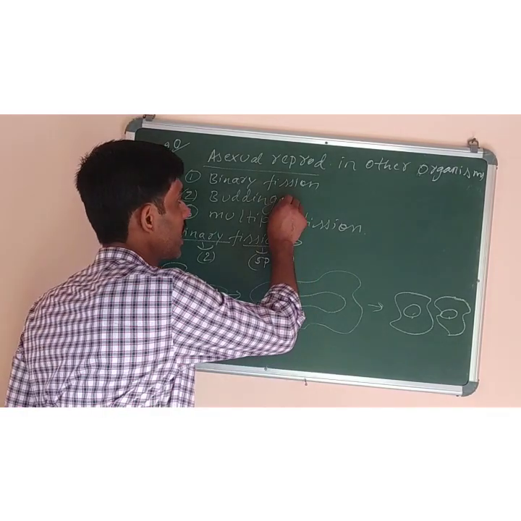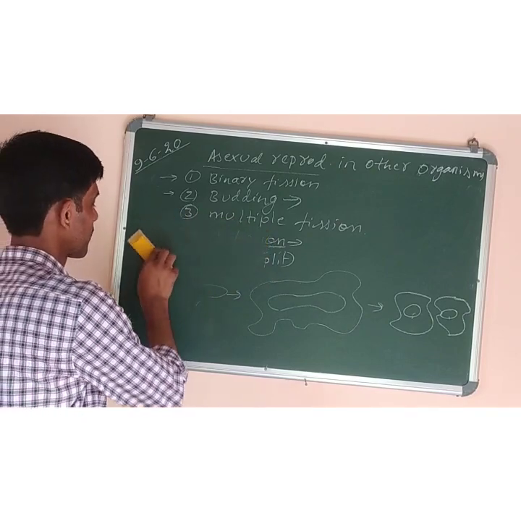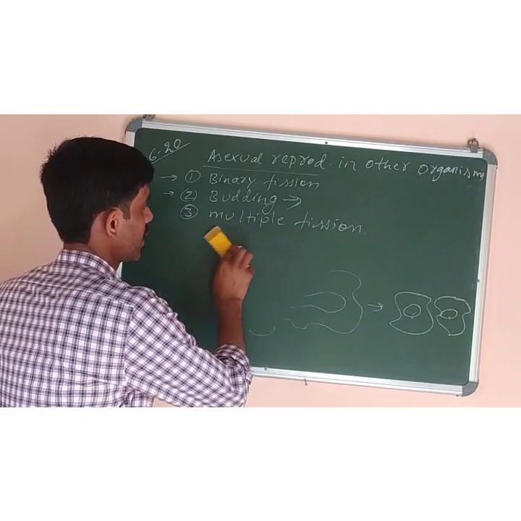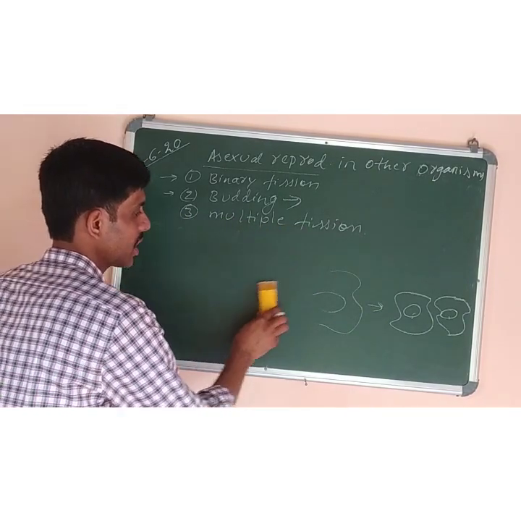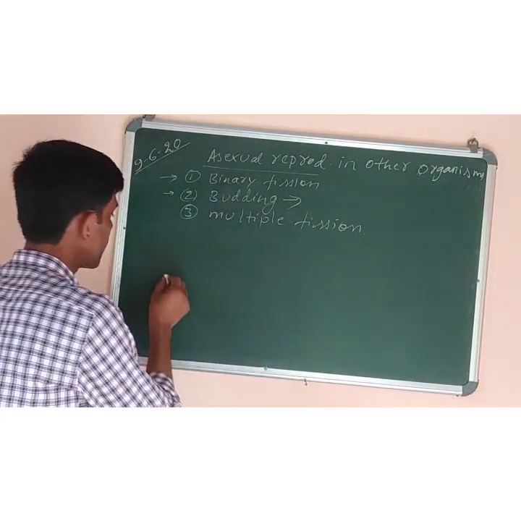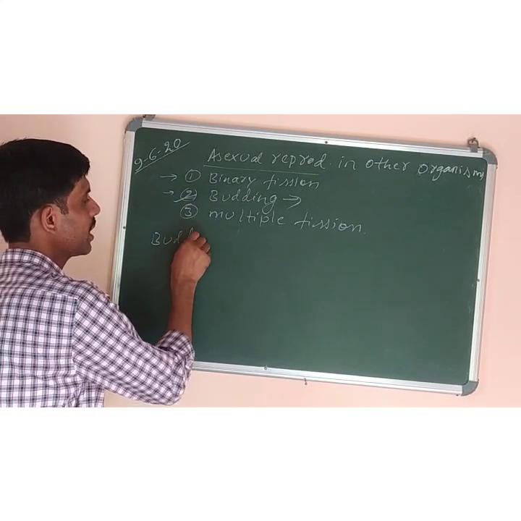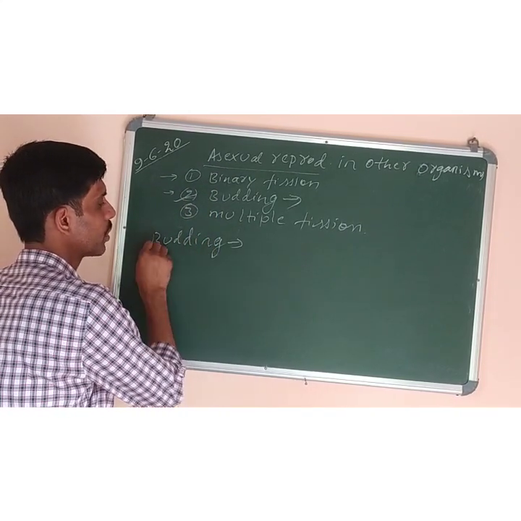Now next one is budding. Budding occurs in unicellular organisms and multicellular organisms also. I will give you an example of both of them. First one is yeast. We are talking about this one, budding, okay? What is bud? A small outgrowth.